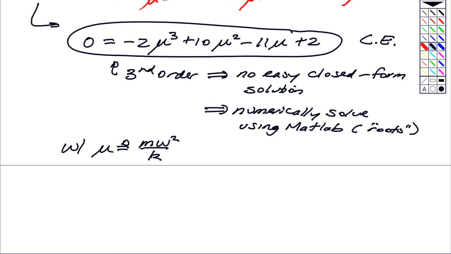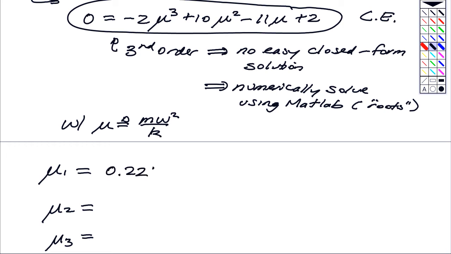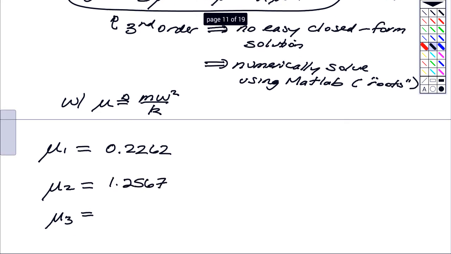So the roots that I get are going to be mu1, mu2 and mu3. Again, I've got these without having to give any values for m and k. Mu1 is 0.2262, mu2 is 1.2567, and mu3 is 1.8754.